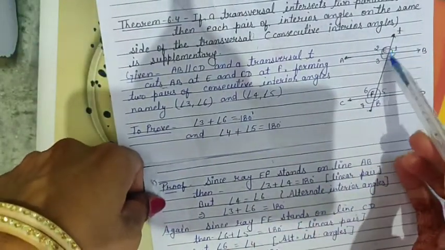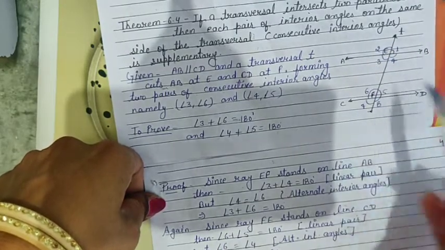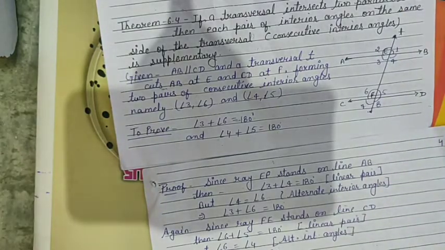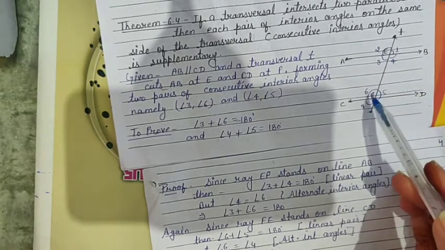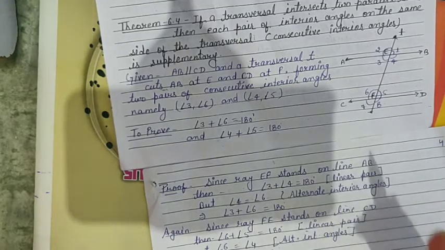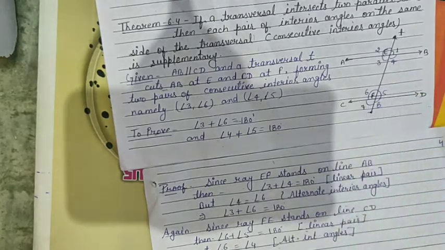Since ray EF stands on line AB, angle 3 plus angle 4, their sum, will be equal to 180 degrees by the linear pair property. But angle 4 equals angle 6 by alternate interior angles. This is proved in our previous theorem that alternate interior angles are equal.